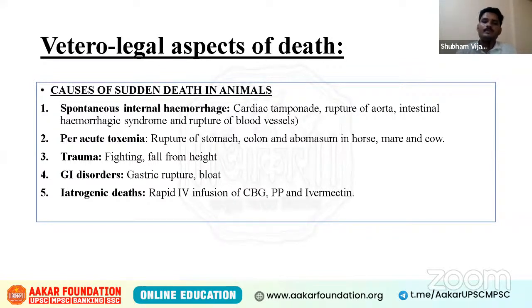Then the next one is benzathine penicillin. We all know the contraindications behind the use of this type of antibiotic. And the next one is ivermectin. Its use is strictly subcutaneous, but by mistake or improper knowledge, if rapid IV ivermectin is given, then that may also cause the death of the animal.